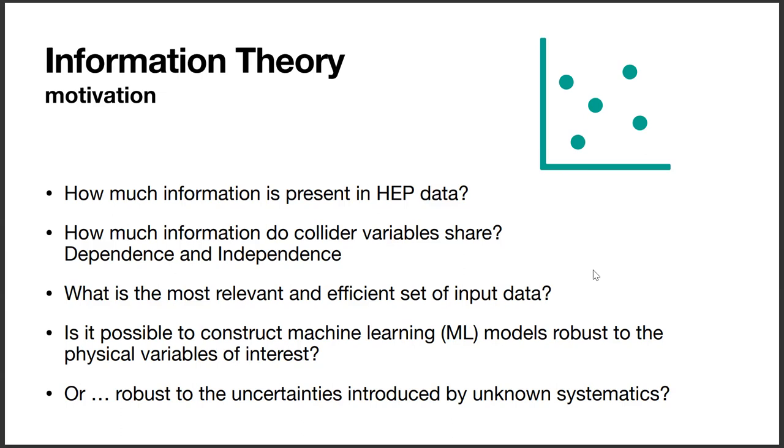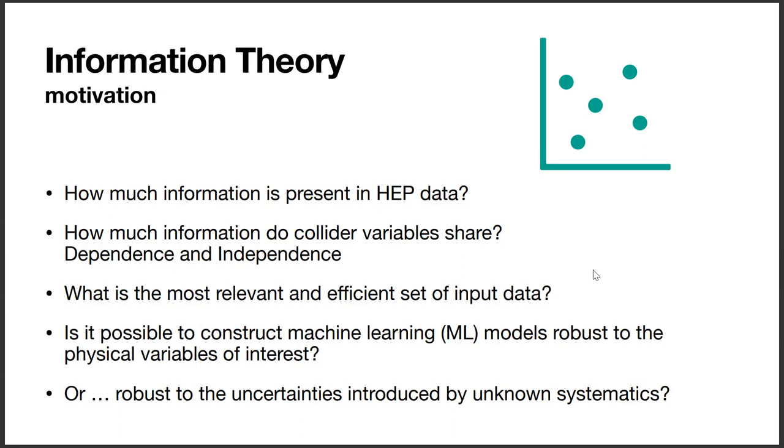Could you clarify what we're supposed to mean by collider variables and physical variables? So the collider variables means the observables in colliders, like the four-momentum or the energy scale or whatever. And the physical variables are like the Higgs mass or the cross sections, parameters of the Lagrangian that we want to fix. Yeah, thanks for the question. If there is something very basic that I didn't explain, please let me know.